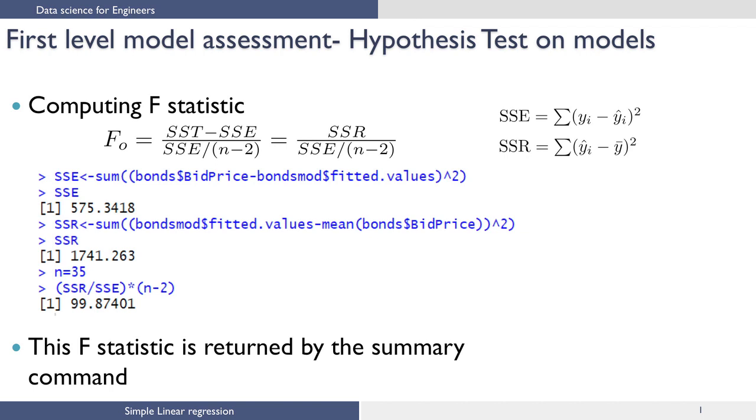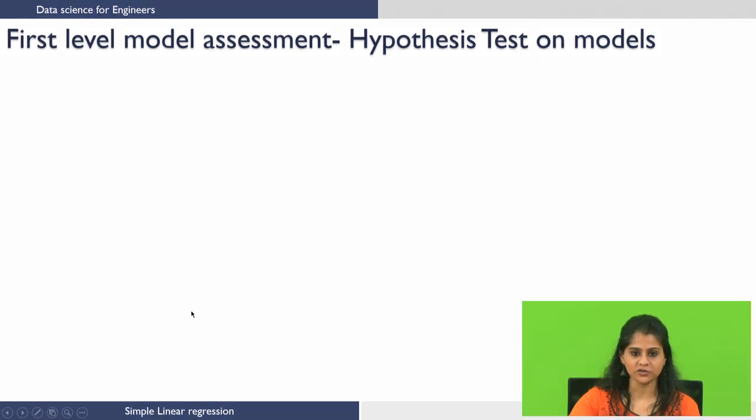Now, we know that the number of observations we have is 35 from the data. So, from the formula we know our F statistic is computed as SSR by SSE into n minus 2. Degrees of freedom n minus 2 go to the numerator and we get the F statistic to be equal to 99.87. Now, this F statistic is what is returned by the summary, which is given in the last line of the summary. So, let us see what conclusions we can draw from these two tests.